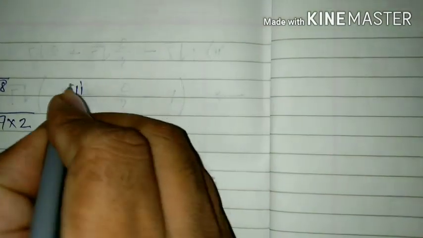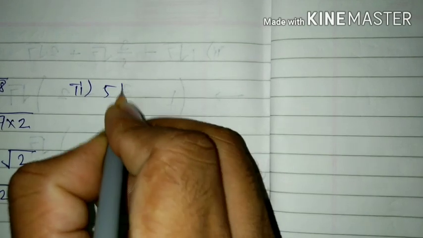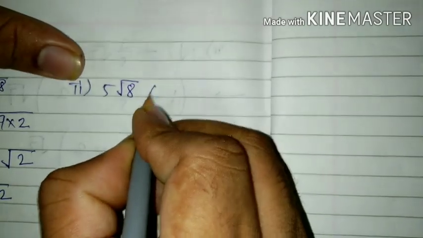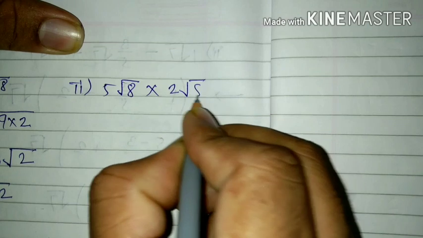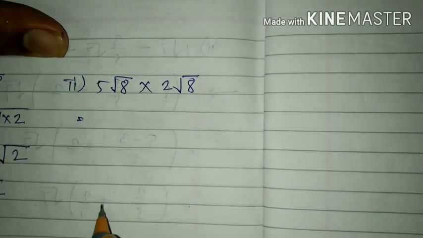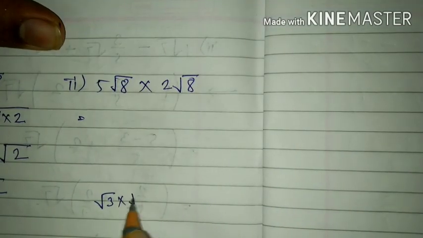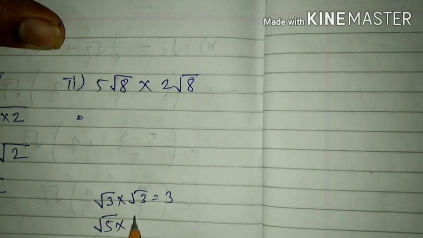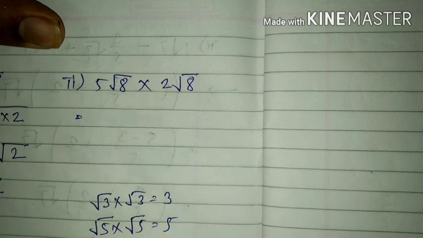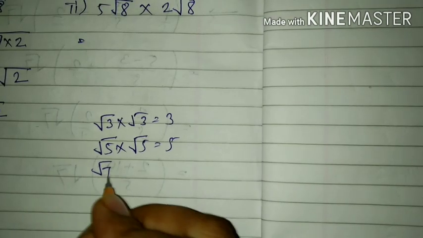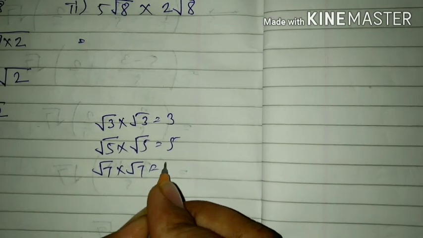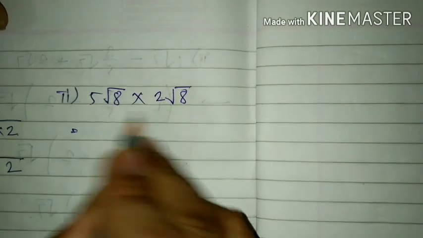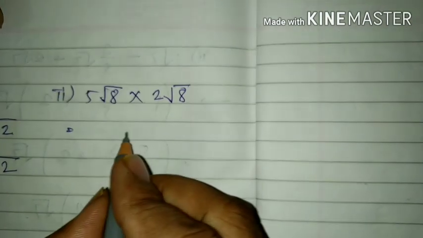I am taking, suppose, it is 5 root 8 into 2 root 8. We know that root 3 into root 3 is 3, root 5 into root 5 is 5, root 7 into root 7 is 7. So what is root 8 into root 8? Root 8 into root 8 is 8.